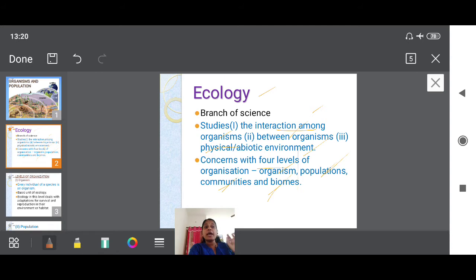And the next one is biome. Biome is the interaction of the whole, all the communities together, a bigger one. We call it a biome. For example, tropical forest, desert, and grasslands are biomes. You can find many different communities present in those biomes. So this is one step higher. The higher you go, the number increases. So: organism, population, communities, and biomes.